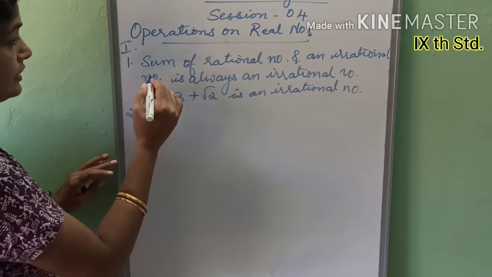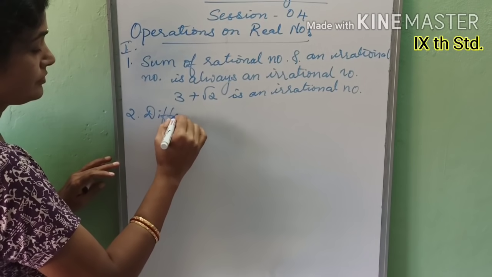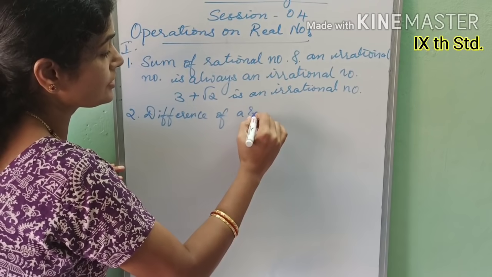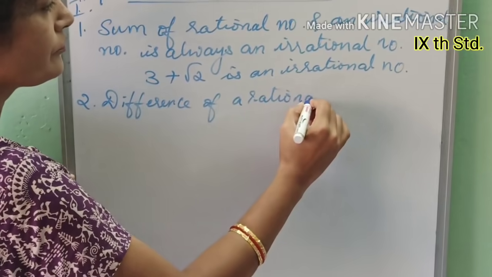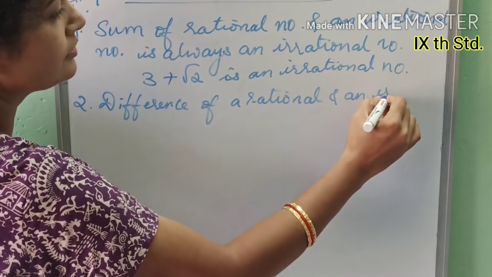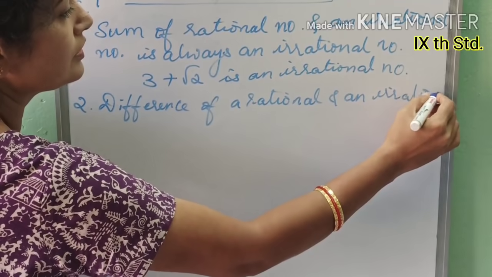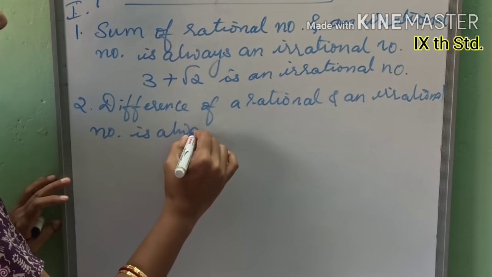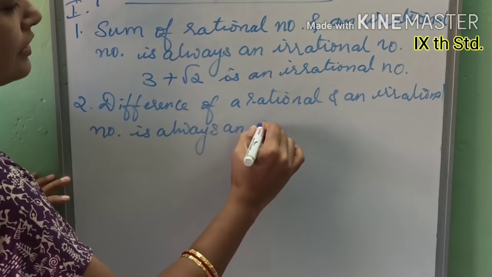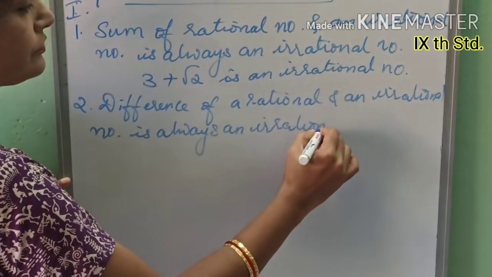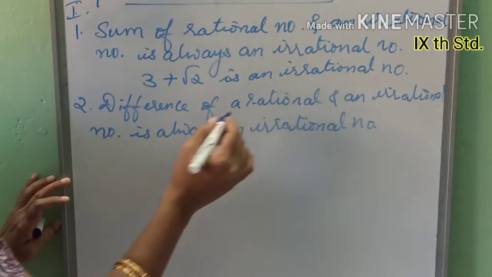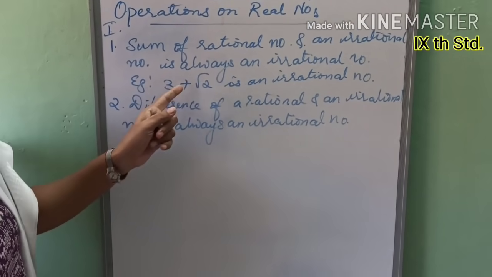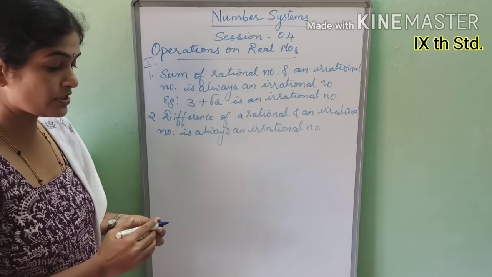Similarly, the second one: the difference of a rational and an irrational number is always an irrational number. Difference of a rational number. This same example I can take. This is an example for the sum of a rational and an irrational number being always an irrational number.